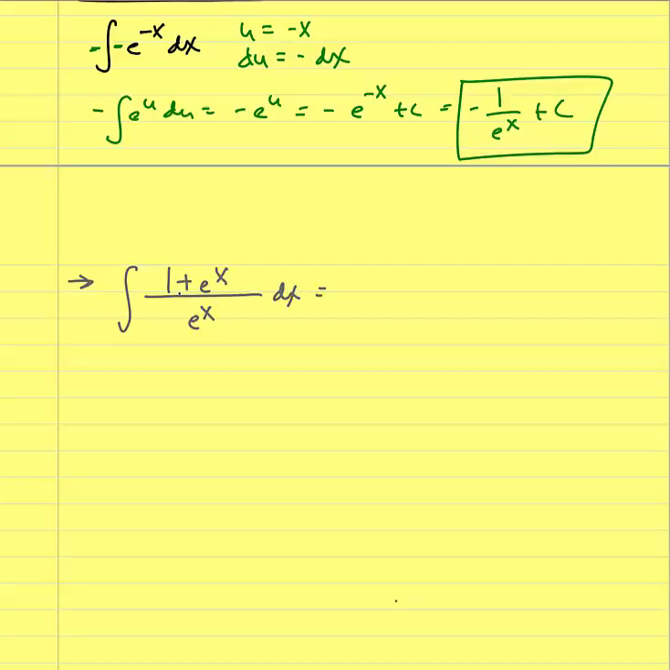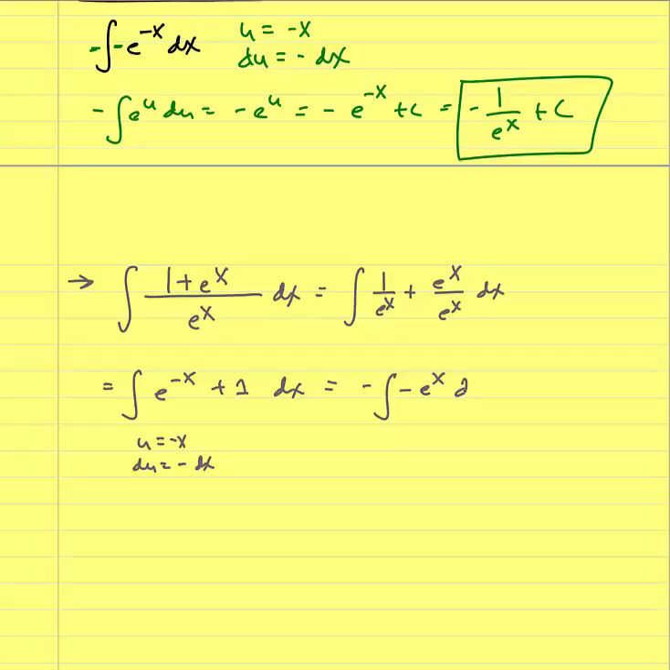I can separate the numerator. I can never separate the denominator, but I can separate the numerator. So this is going to be 1 over e to the x plus e to the x over e to the x. Rewriting, I'd flip that e to the x up top by negating the exponent. E to the x over e to the x is 1. And then I have for my result right up here, e to the negative x. I'd let u equal negative x. Du is negative dx. So I multiply by a negative on the inside, compensate with a negative on the outside.